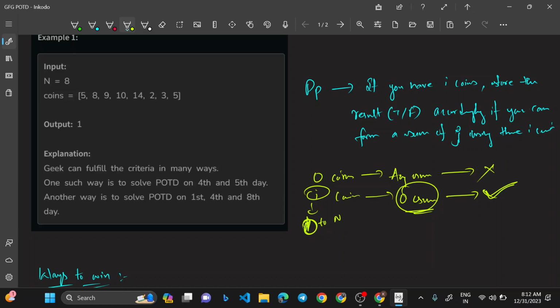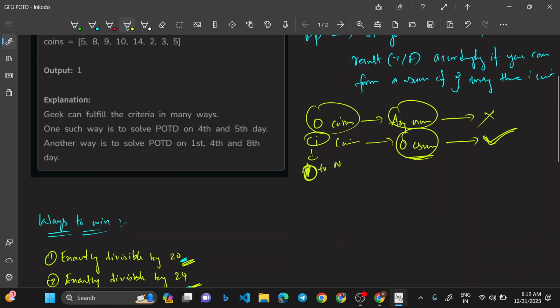So you have stored the base conditions: zero coins with any sum, and any coins with zero sum. Now you operate on the other stuff. What is the other stuff? Starting from i, the number of coins, from 1 to n, and sum from 1 to n. Let us assume you're starting with sum equal to 1.